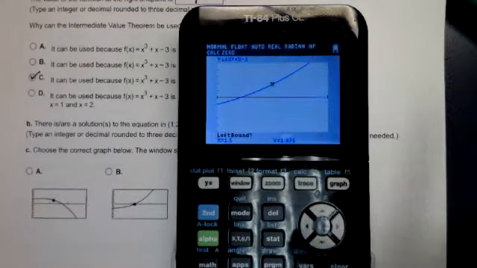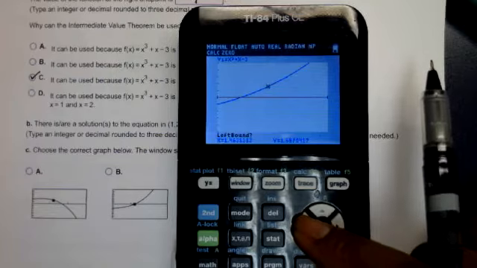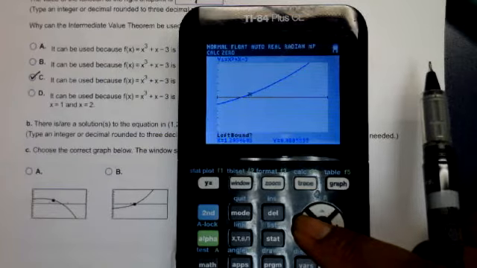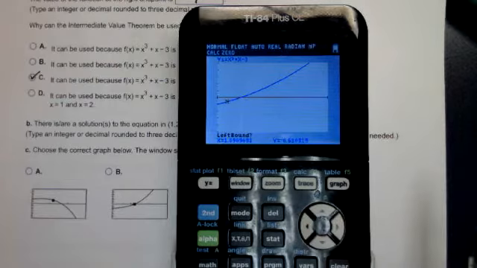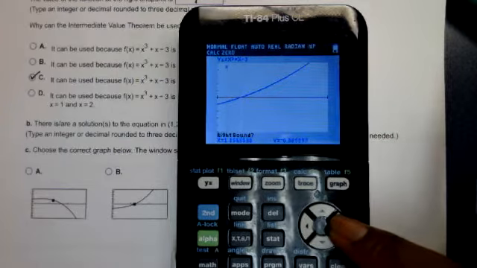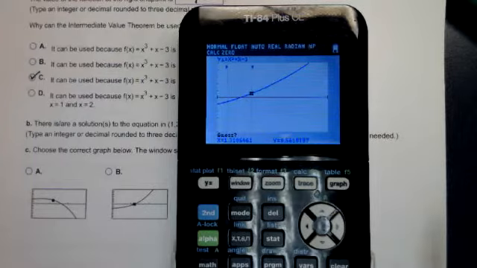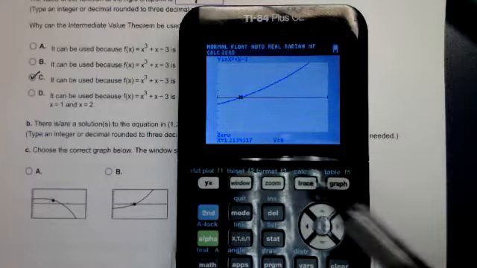Now for the left bound, I want that cursor to be below that x-intercept, like I have here. I'm using my left arrow key. You want the cursor for the left bound to be below that x-intercept, and then you press enter. For the right bound, you want the cursor to be above that x-intercept like I have here, and then press enter. And then after guess, you can press enter, and that will give you the 0.